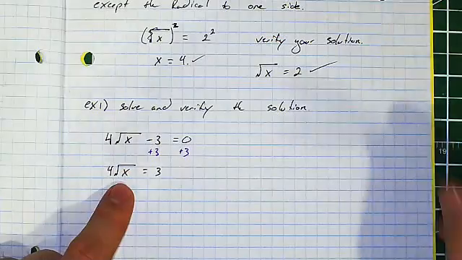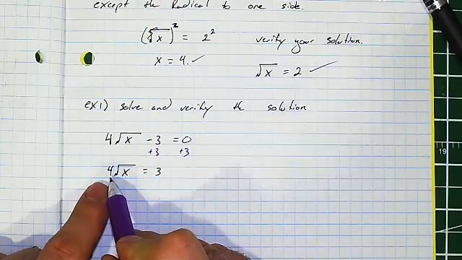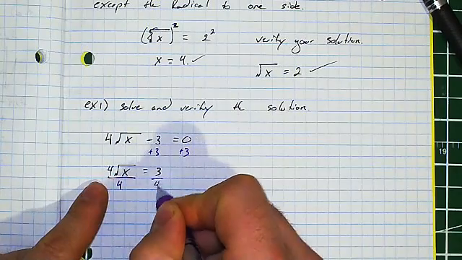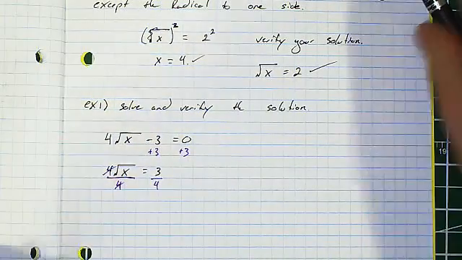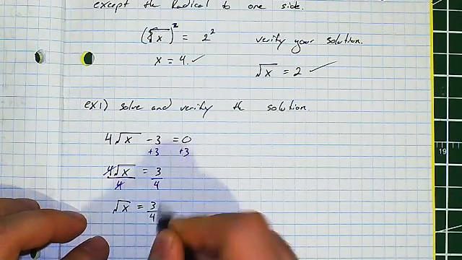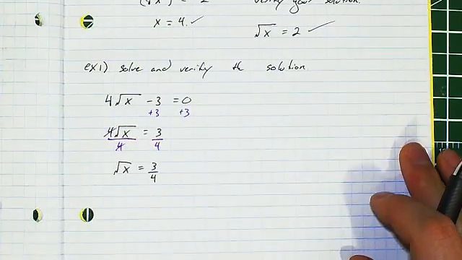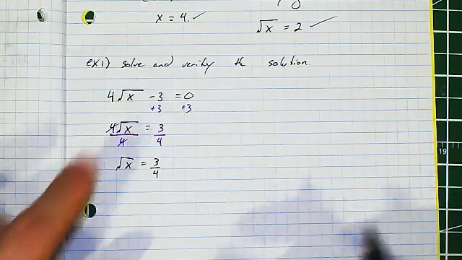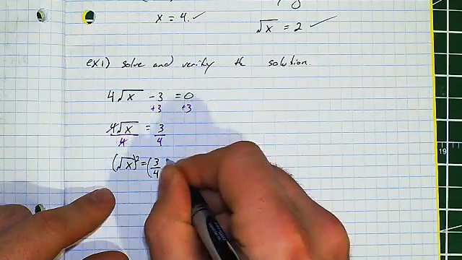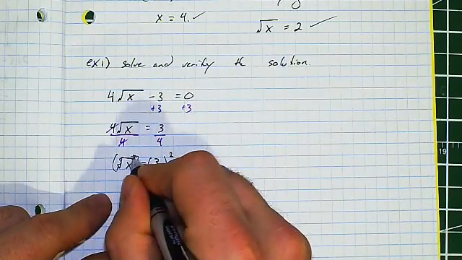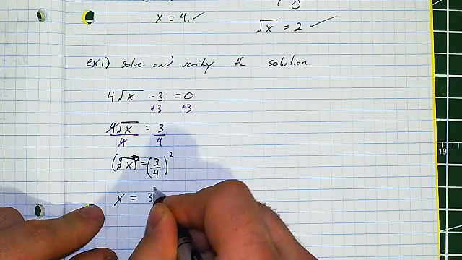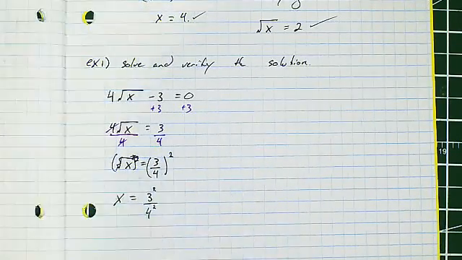Again, I want to isolate this root by itself. So I think of what's the opposite of multiplying. I'm dividing. I'll divide both sides by 4. What I'm left with is root x equals 3 over 4. At this point, I do the same thing to get rid of my root. I know that if I take the square of everything, this will cancel out my root. I'm left with x equals essentially 3 squared divided by 4 squared.